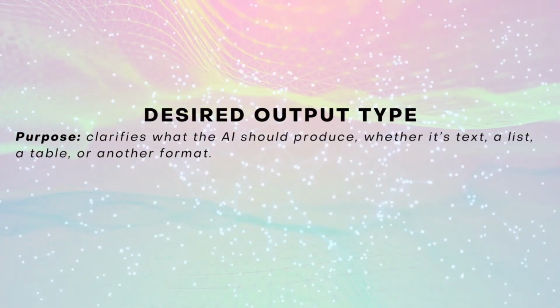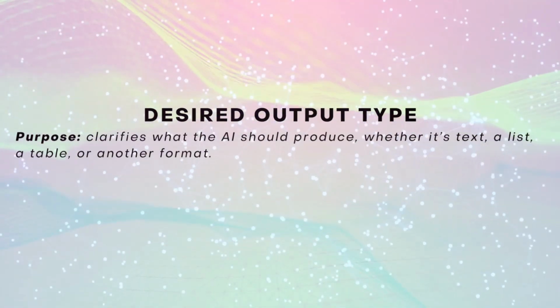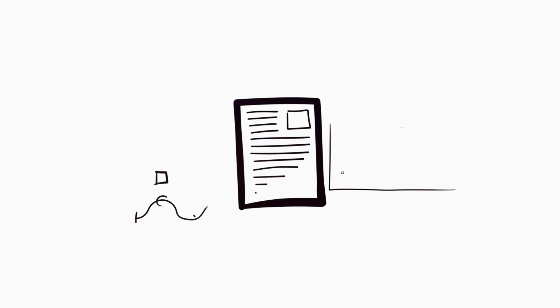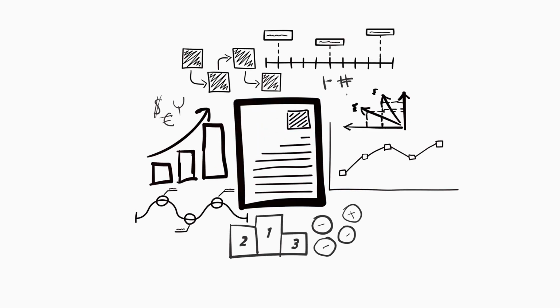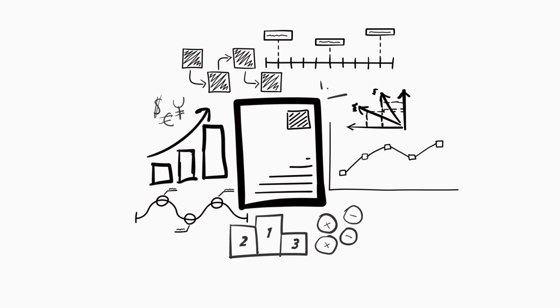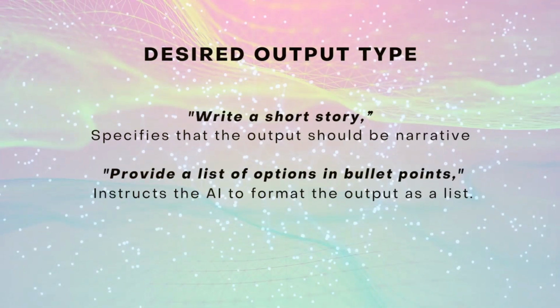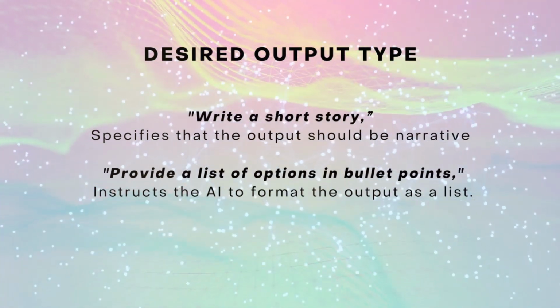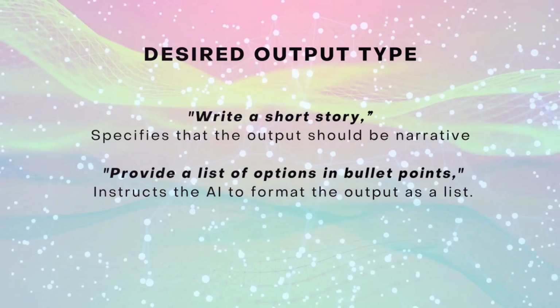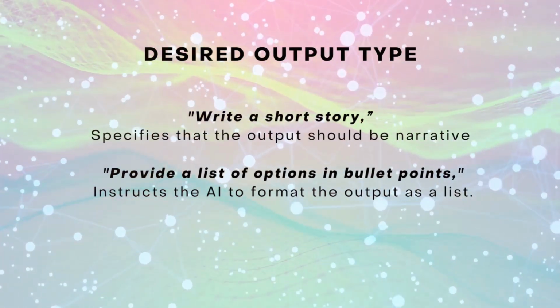Moving on to desired output type. Defining the type of output clarifies what the AI should produce, whether it's text, a list, a table, or another format. You can also provide specific instructions here to define length and style of the output. For example, "short story" specifies that the output should be narrative. "Provide a list of options" instructs the AI on how to format the output.